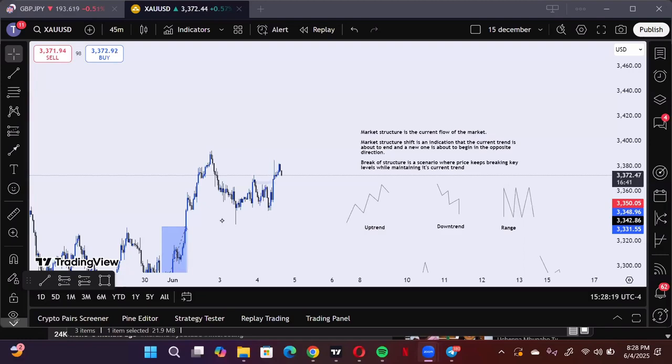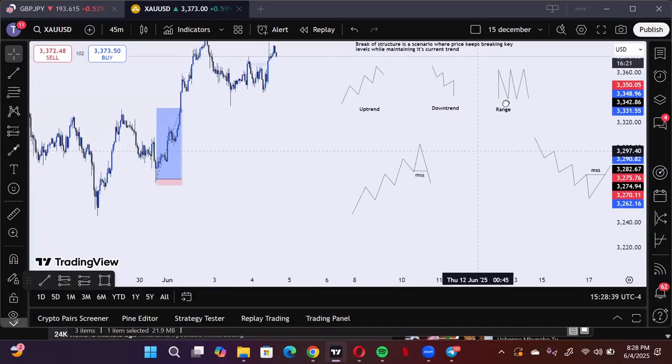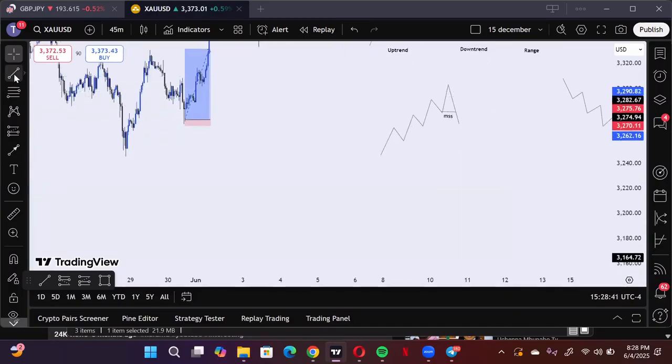So the difference between a market structure shift and a break of structure is this. Once you get a market structure shift occurrence, you are trading opposite of the trend. But in break of structure, when market is giving you a break of structure, you are still going to be trading in line with the current trend that market is on. But it's going to keep breaking key levels. By key levels, I mean recent highs and lows in the market.